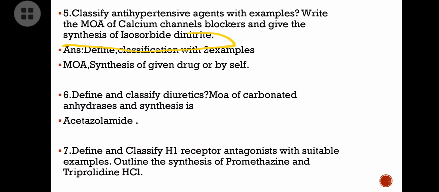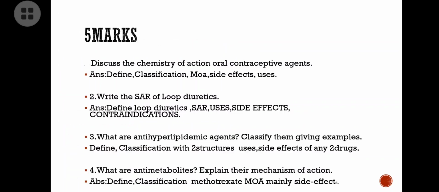Then define and classify diuretics, mechanism of action of carbonic anhydrase inhibitors and synthesis of acetazolamide. Okay. Then define and classify H1 receptor antagonists. Cimetidine, ranitidine, sorry, these are not H1, cimetidine and ranitidine are H2. Here, promethazine, fexofenadine, these all are the H1 receptor antagonists you have to maintain. The same you have to write.